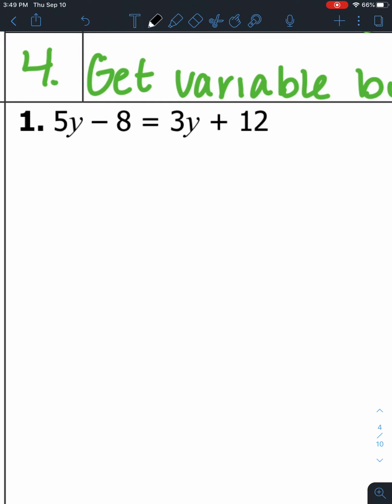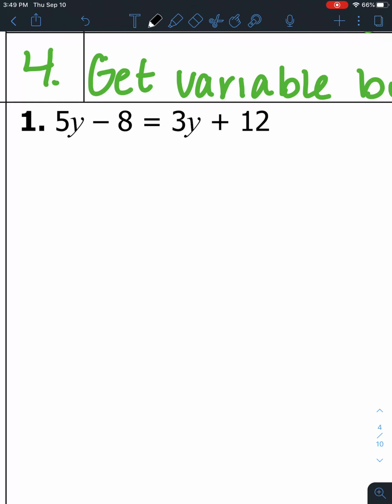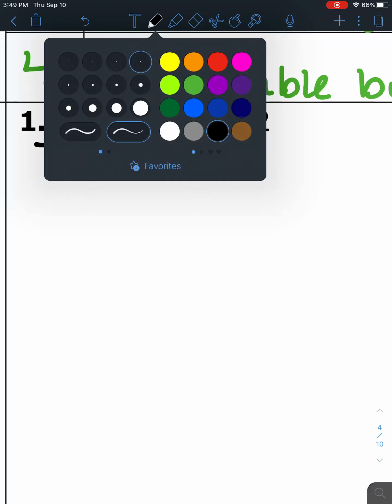So let's start with number 1. So here we are with number 1. There's nothing to distribute. Check. There's no variables that are the same on either side, so there's no combining of like terms. Now we're going to move our variables. I always like to keep my variables positive, so I move my smaller variable first. So I'm going to minus 3y to both sides.